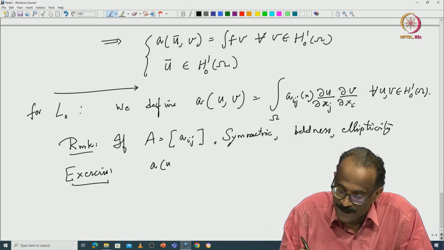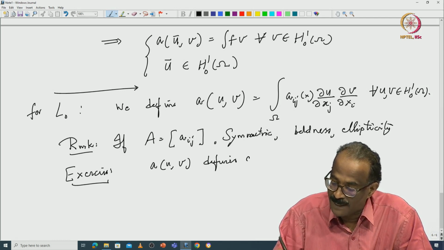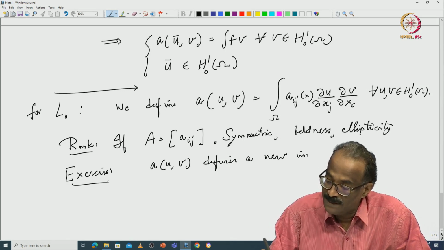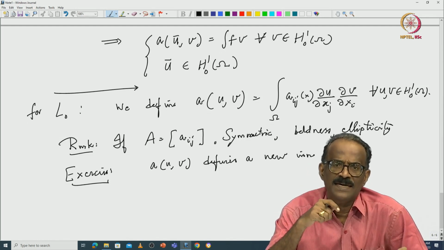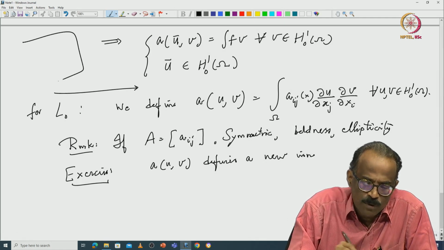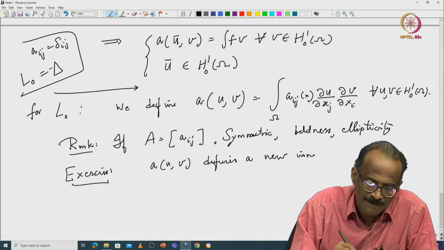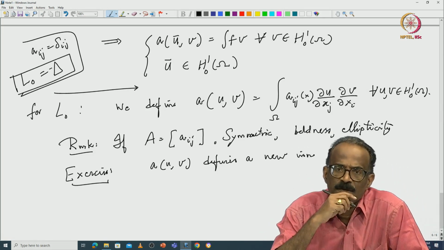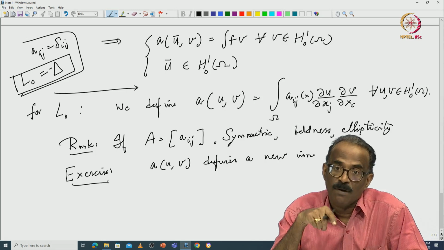A(u,v) defines a new inner product. The earlier one is, say, for the Laplacian case, because the Laplacian is a special case of Aij. When you take, this remark probably I did not make it, if Aij is equal to delta ij, you get L naught equal to the Laplacian. So, the Laplacian is a special case of L naught. So, when you have the Laplacian, it is the same inner product of H1 of omega.